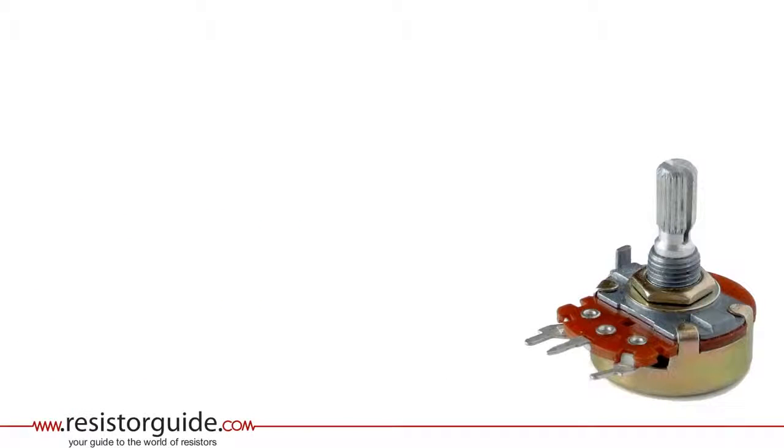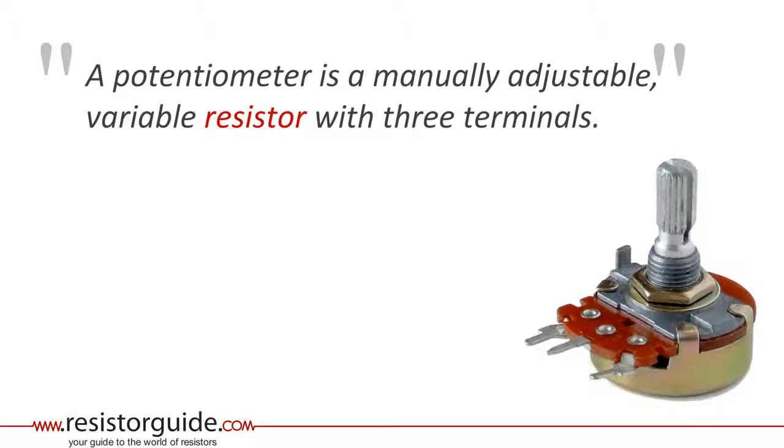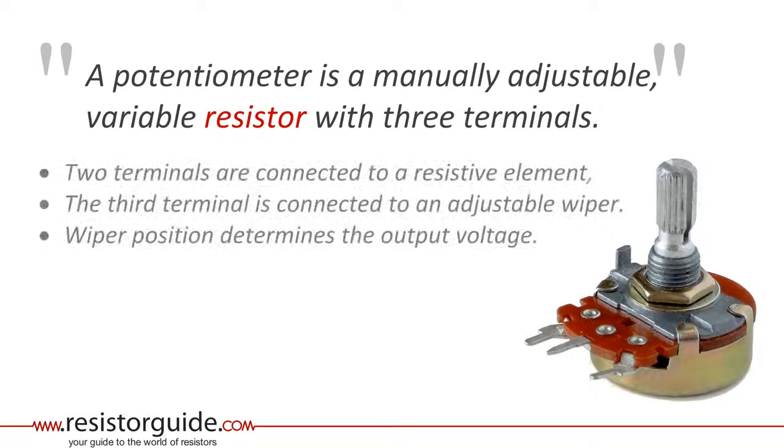A potentiometer, or even simpler pot, is a manually adjustable variable resistor with 3 terminals. To be more specific, we can say that 2 terminals are connected to the ends of a resistive element, and the third one is connected to a wiper that slides over the resistive element. Therefore, the wiper position defines the output voltage.